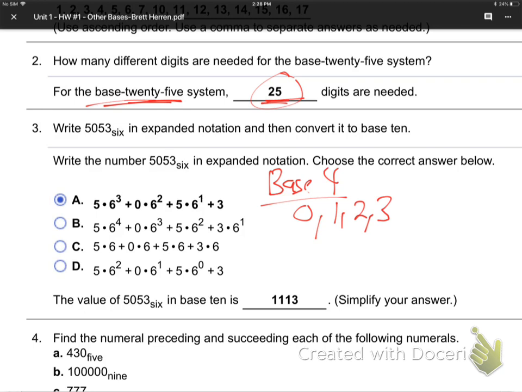Getting the hang of that? We're talking about how big of a number you can make with one digit. What's the biggest number I can make with one digit in our number system, base 10? 9. So notice it's always one lower. See how that's always the case? In our system, the base 10 system, the biggest number you can make with one digit is 9.